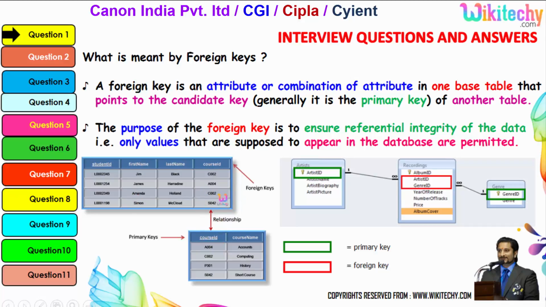Only values that are supposed to appear in the database are permitted. So if the course is not there, the student can't join. That's how the foreign key relationship works. You are able to see another example. Artist ID is the primary key, and it is made a foreign key here. Genre ID is a primary key here, and it is made a foreign key here.